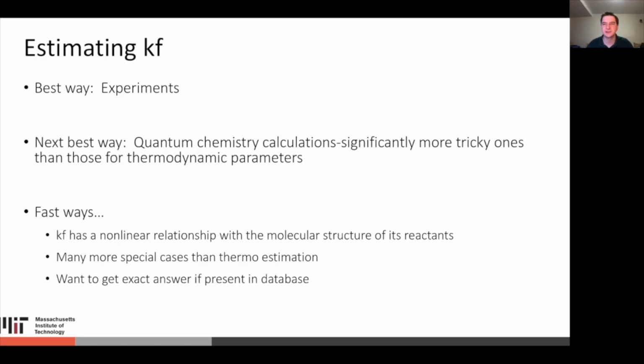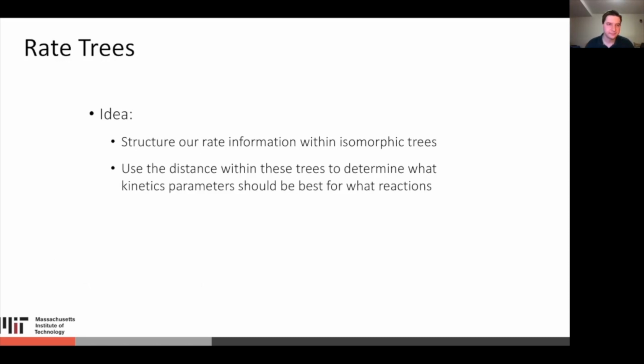Another particular thing is that it's very important to get the exact answer if it's present in the database. In thermochemistry, it often doesn't matter as much because you get good cancellation of errors between the two estimates. So broadly, the idea with rate trees is very similar to that of thermo trees. We structure our rate information within these isomorphic trees, or trees where each structure matches the structure above it, is a substructure of the structure above it. And then we use the distance within these trees to determine what kinetic parameters are best for what reactions.